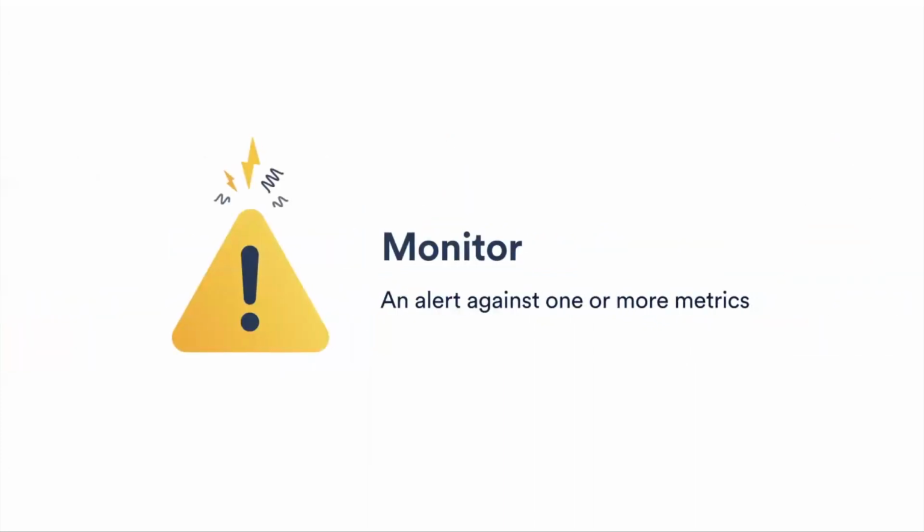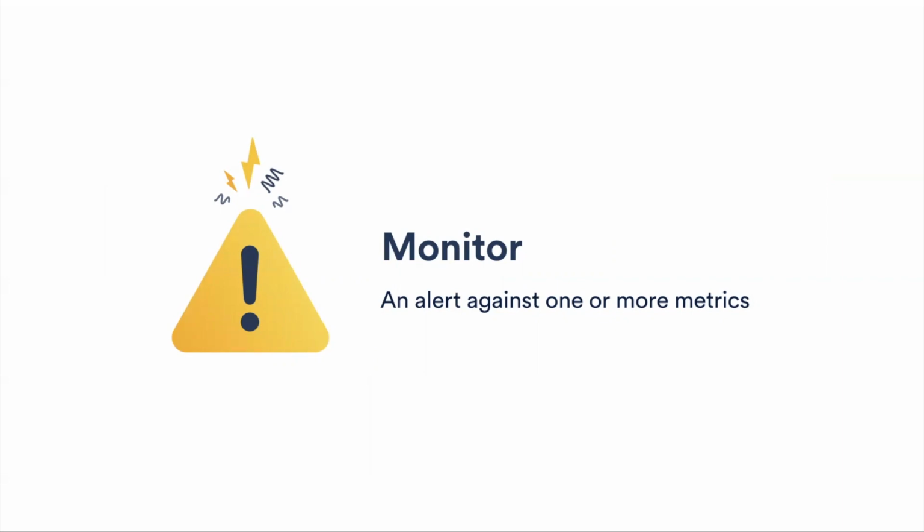So monitors are an alert that have been defined against one or more of your metrics. Basically, they're a way to monitor that your application is still behaving in the way that you expect. And this can be fairly mild. So maybe you'll send an instant message notification, or they can be a lot more aggressive where you start sending alerts to the person who's on call.